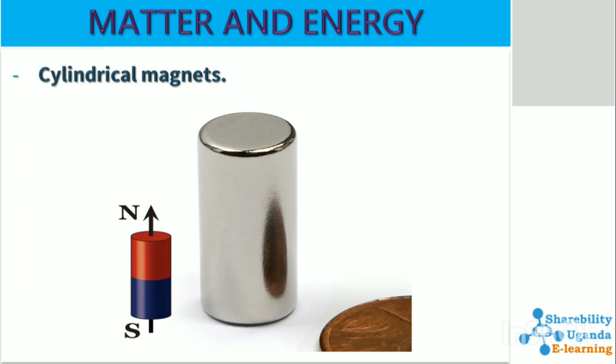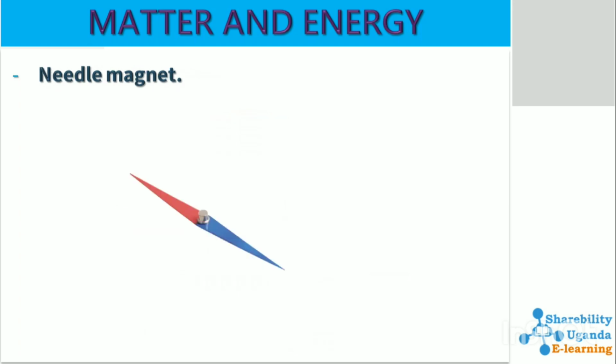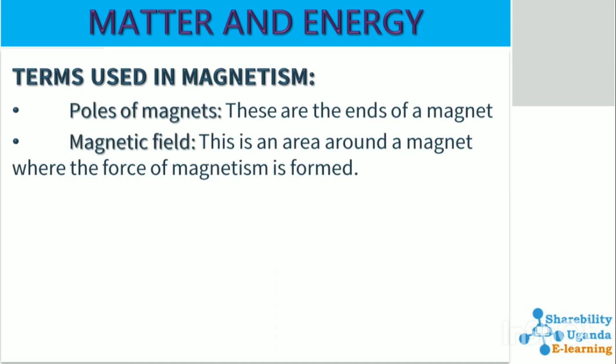Then we have a cylindrical magnet in a cylinder form or cylindrical shape. We have a needle magnet, ones that are used in compass directions. They look like needles, sharp and pointed. Terms used in magnetism: we have poles of magnets. These are the ends of a magnet, the ones we call the north and south pole.